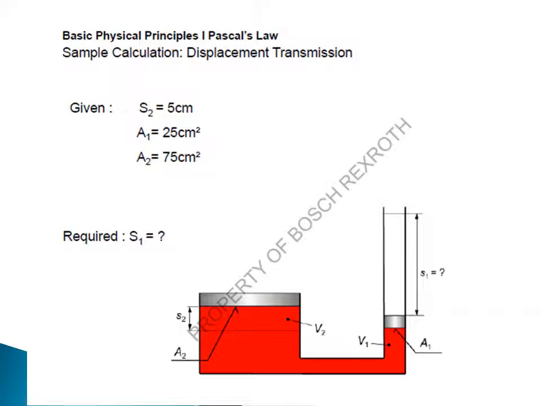Okay, you can also calculate with the help of this small example: if S2 is, say, 5 centimeter, A1 is, say, 25 centimeter square, A2 is, say, 75 centimeter square. Now what will be the S1 here? So you can calculate the required stroke of the piston at the smaller end, which is larger than this S2.